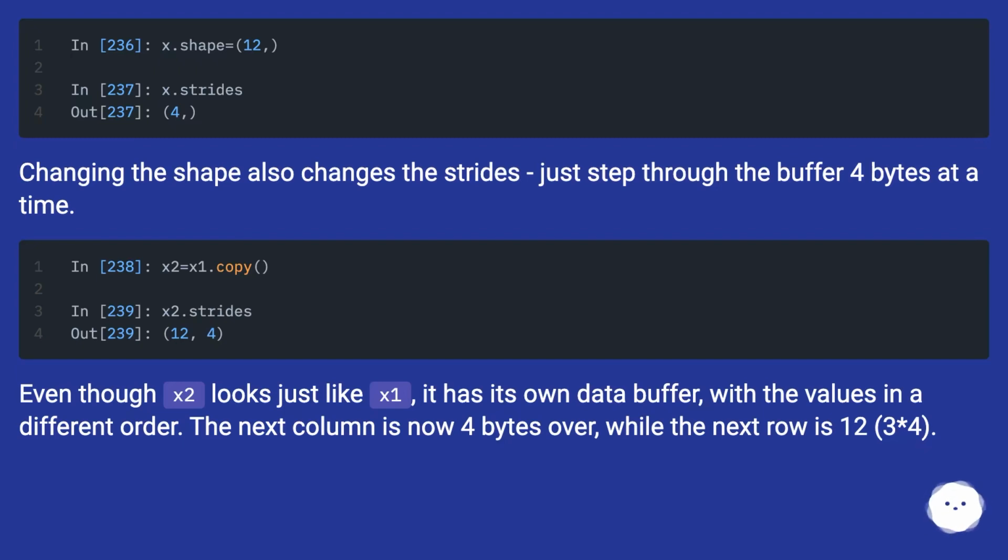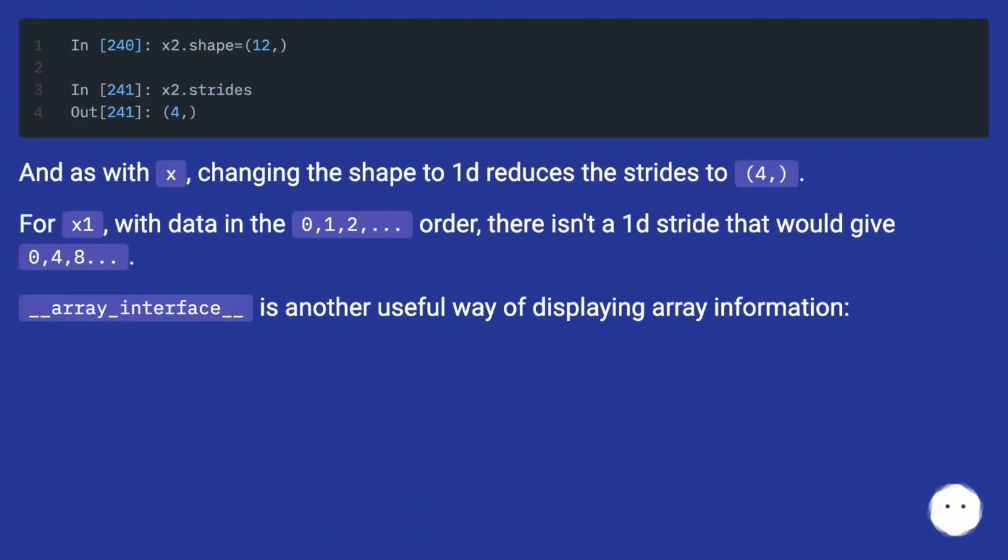Changing the shape also changes the strides. Just step through the buffer 4 bytes at a time. Even though x2 looks just like x1, it has its own data buffer with the values in a different order. The next column is now 4 bytes over, while the next row is 12, 3 by 4. And as with x, changing the shape to 1D reduces the strides to 4, with data in the 0, 1, 2 order; there isn't a 1D stride that would give 0, 4, 8.